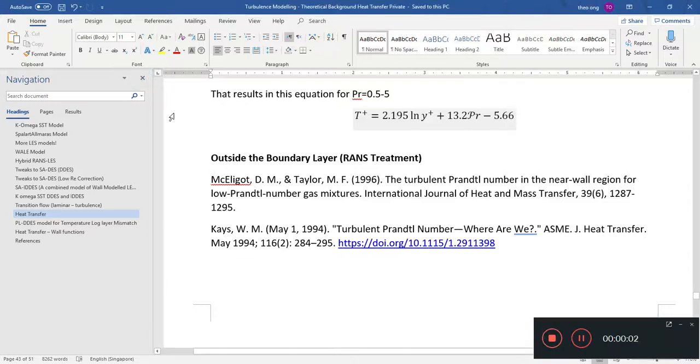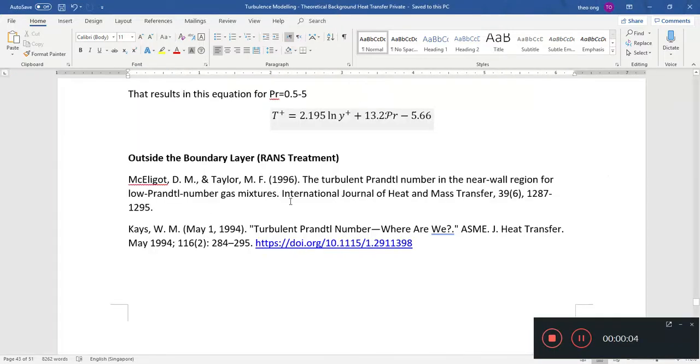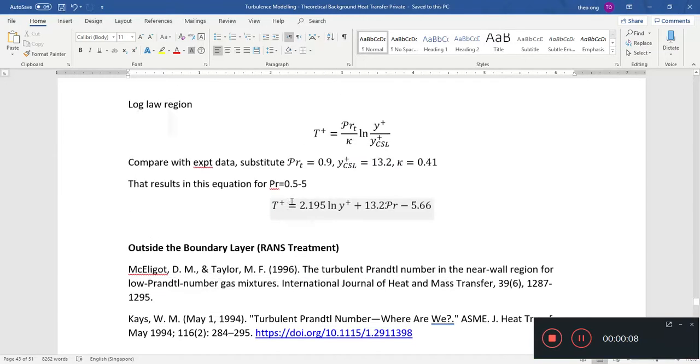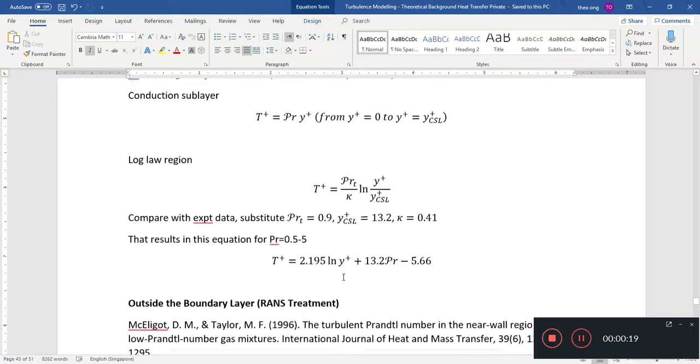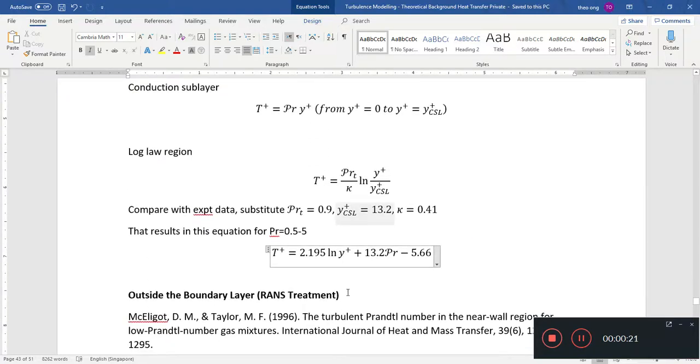Hi, YouTube, back to our turbulence modeling discussion. So today we want to talk about the Prandtl number again, the turbulent Prandtl number, and its variation. Because of course, in the way we derived it, it was for a special case of a boundary layer flow in the law region.